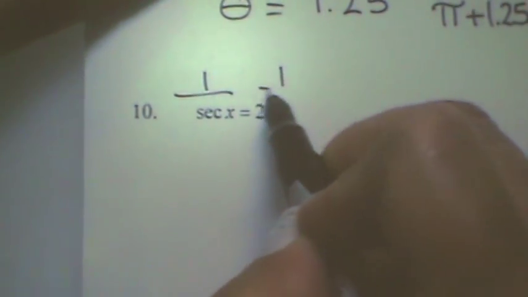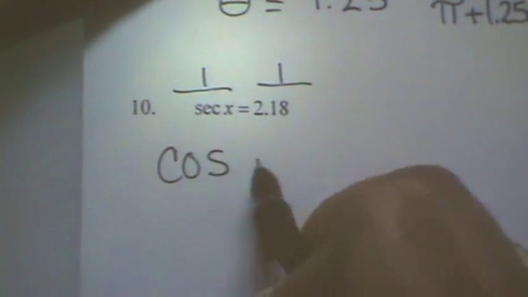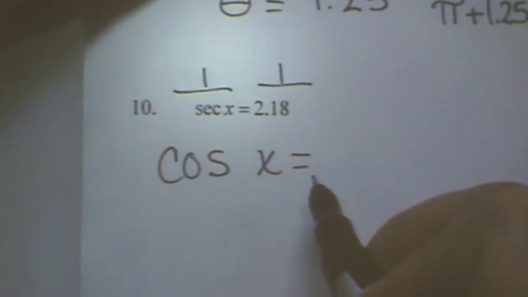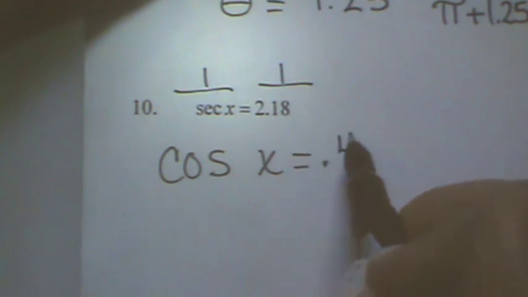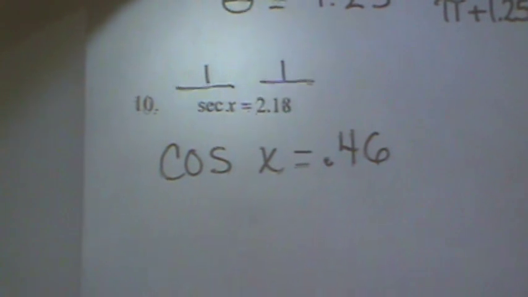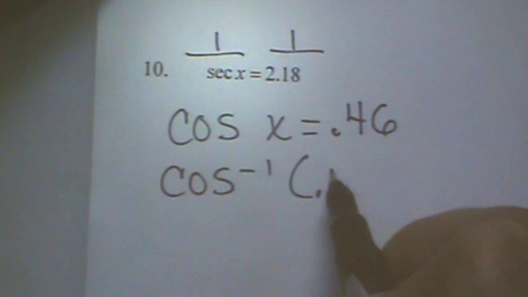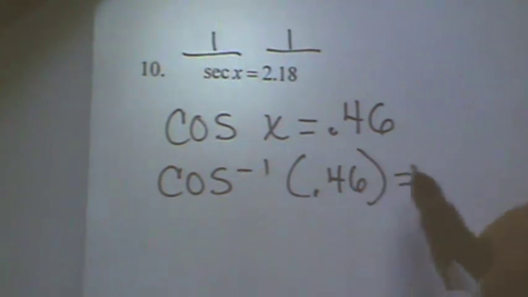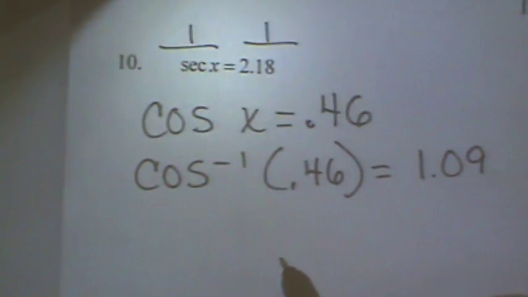What's 1 over secant? And what's 1 over 2.18? Did you get 0.46? Yeah, 0.46. Okay, so now what do you do here? Inverse cosine 0.46. What do you get for an answer? 1.09. Is that one of your answers?